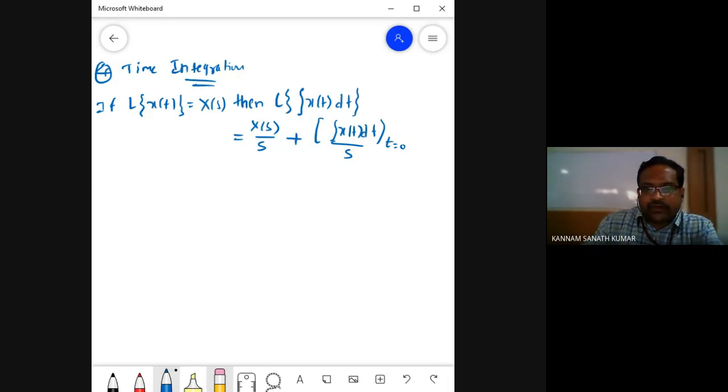Okay, so proof. If you see, x of s equal to what?